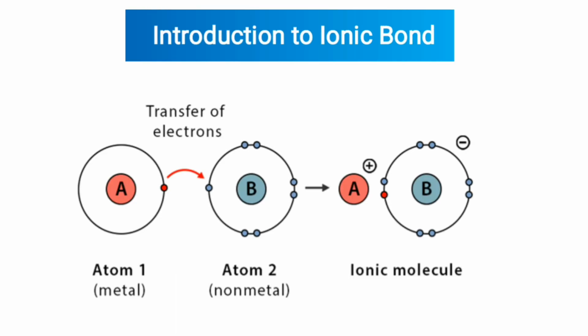So, this is a general example: atom 1 and atom 2. Atom 1 is a metal while atom 2 is a non-metal. Atom 1 loses electrons while atom 2 gains these electrons. So, a cation and an anion are formed, and the oppositely charged ions attract each other, and finally ionic molecules are formed.